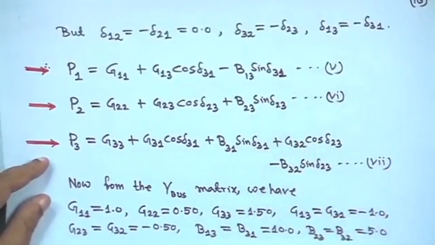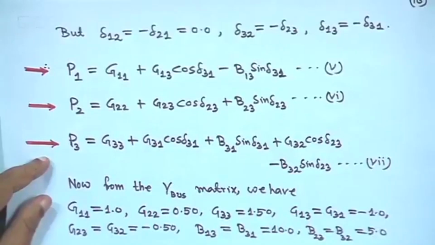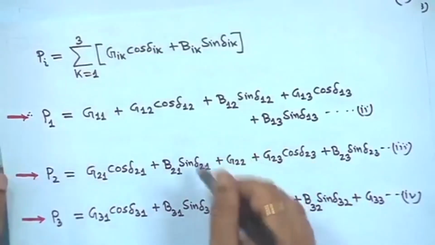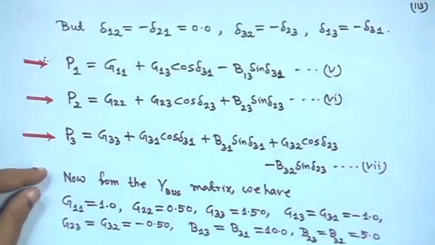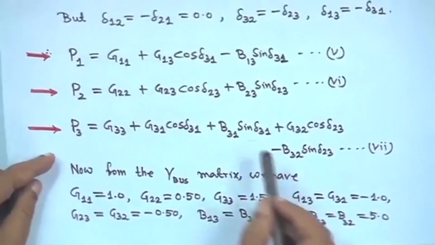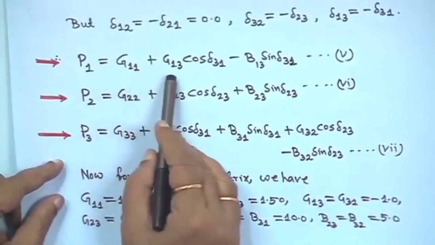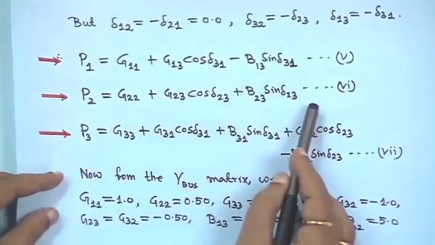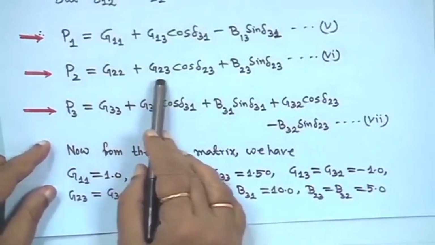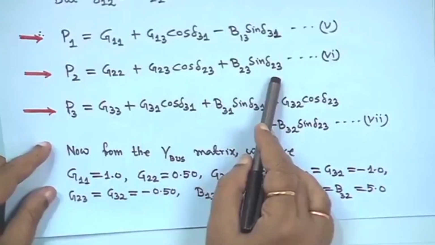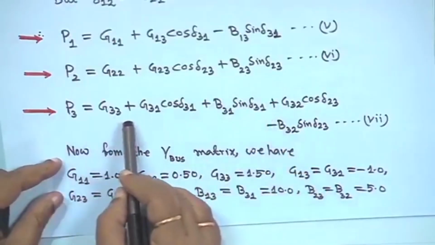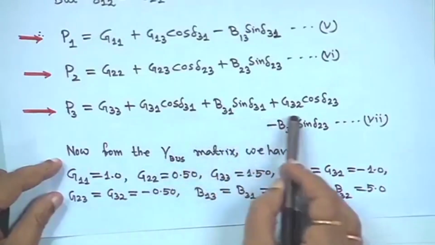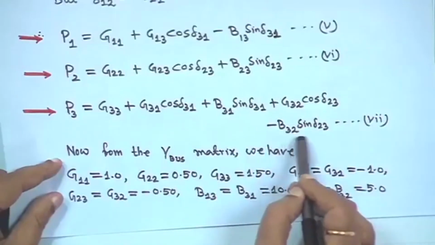So, in the equations for P 1, P 2, P 3, you substitute delta 1 2 and delta 2 1 equal to 0 and the other relations. If you do so, you will get P 1 is equal to g 1 1 plus g 1 3 cosine delta 3 1 minus b 1 3 sin delta 3 1, right. Similarly, P 2 is equal to g 2 2 plus g 2 3 cosine delta 2 3 plus b 2 3 sin delta 2 3, and P 3 is equal to g 3 3 plus g 3 1 cosine delta 3 1 plus b 3 1 sin delta 3 1 plus g 3 2 cosine delta 2 3 minus b 3 2 sin delta 2 3.